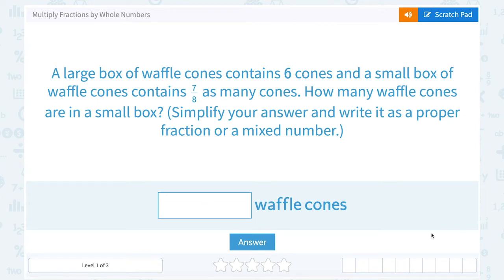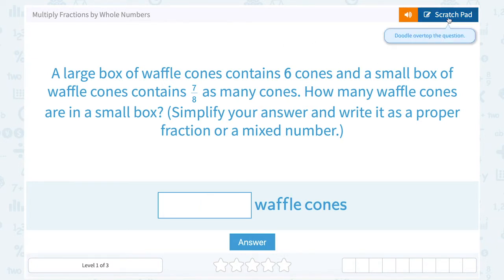Let's take a look at how to multiply fractions by whole numbers. A large box of waffle cones contains 6 cones, and a small box of waffle cones contains 7/8 as many cones. How many waffle cones are in a small box? Simplify your answer and write it as a proper fraction or a mixed number.